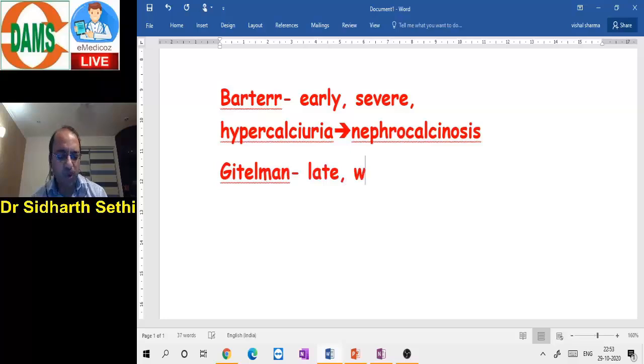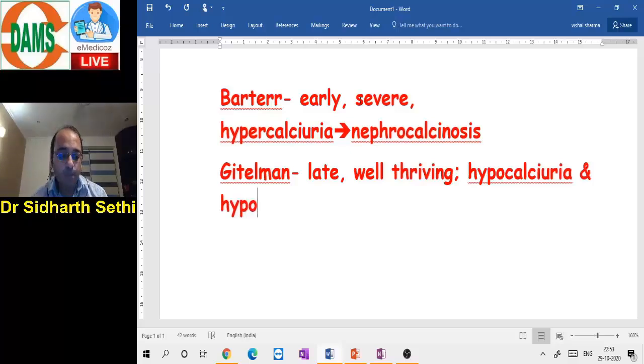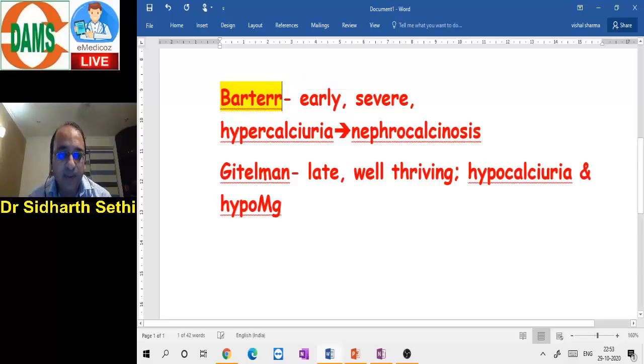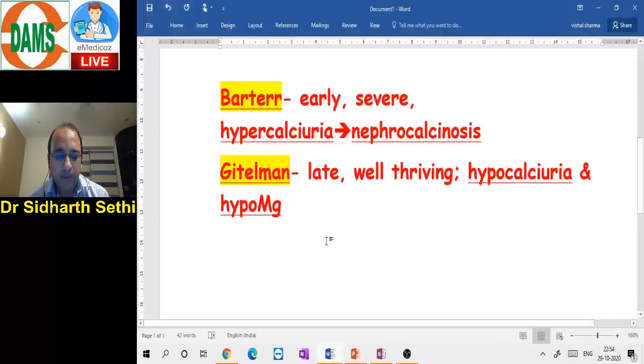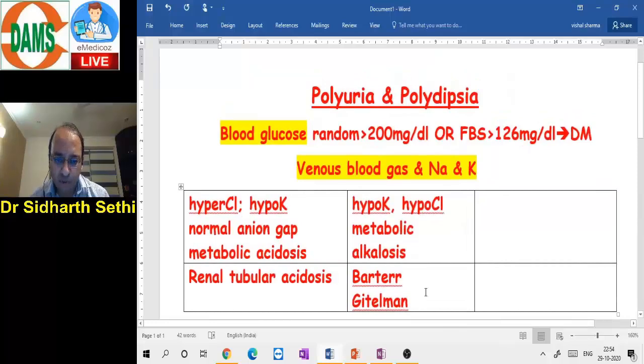On the other hand, Gitelman presents late. These are well-thriving children, a well-thriving adolescent. They have less calcium excretion, hypocalciuria, and hypomagnesemia. So remember, in Gitelman syndrome, magnesium levels are low. All Gitelmans have hypomagnesemia. That's very important.